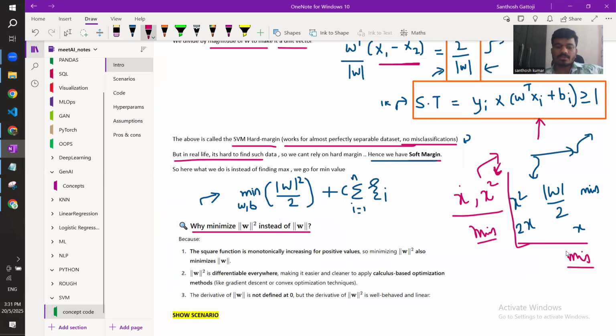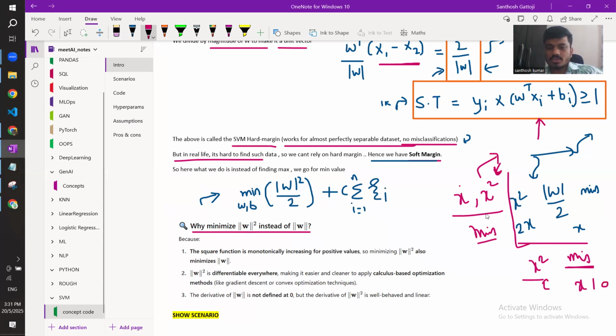But to do the differentiation, the function should be differentiable. That's why we will take functions like x square, x cube, which we will be able to differentiate easily. Because if you take x, you will be able to differentiate it and you will get 1. But after that you will get 0, a constant.